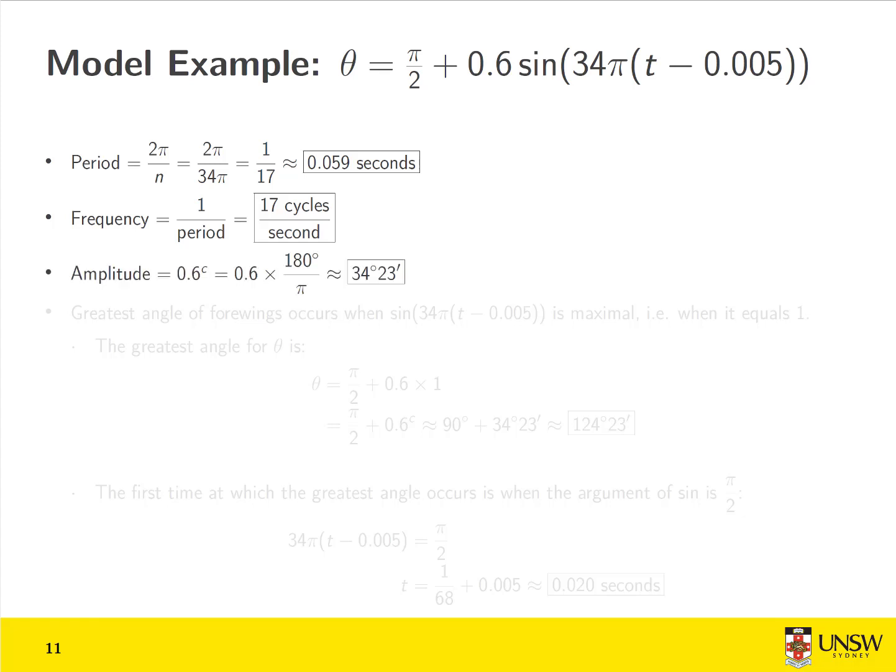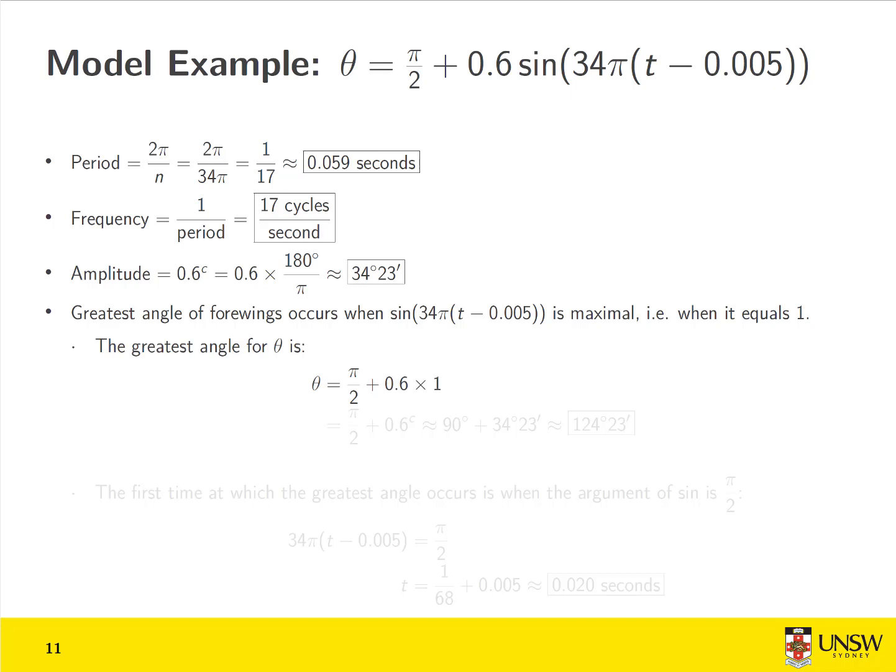The amplitude of motion, that is, the furthest the wings stray from resting position, is simply the coefficient of the sine function. Here we find that it is 0.6 radians, or about 34 degrees and 23 minutes. We can also find information about the greatest possible wing angle by using our knowledge of the sine function. Since the range of sine is between -1 and 1, we know that the wing angle is maximized whenever the sine term in the given function equals 1.